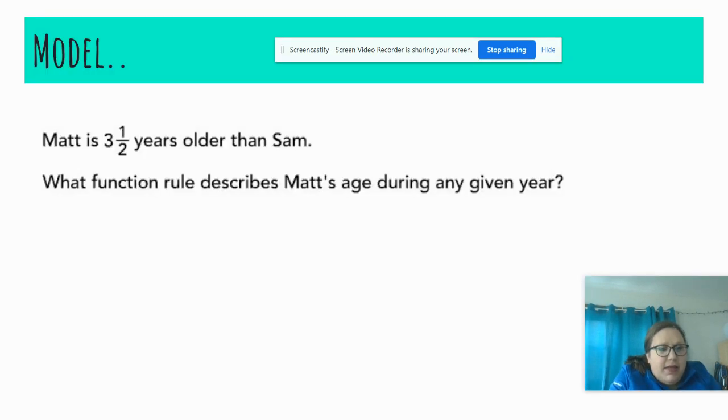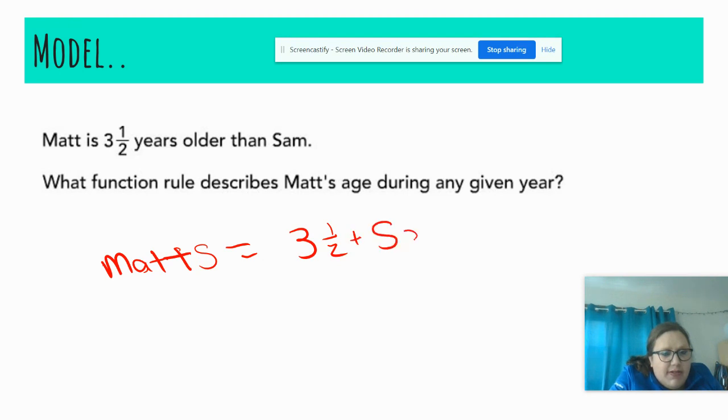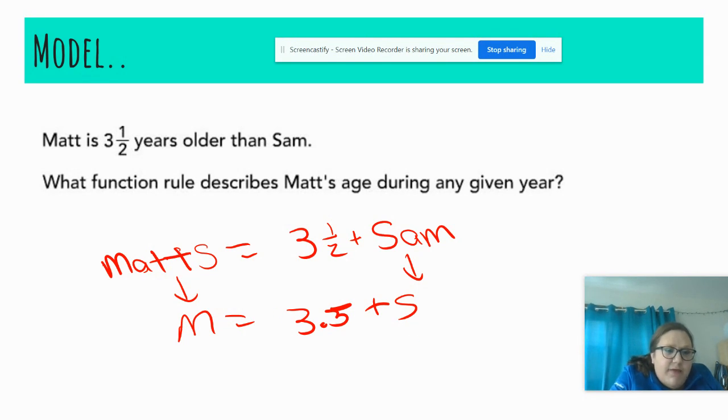All right, last thing. Matt is 3.5 years older than Sam. What function rule describes Matt's age any given year? So we know that Matt's age is 3.5 plus Sam's age, because he's older, so we're adding to Sam's age. Let's put an M for Matt and an S for Sam. So this would be M is 3.5 plus S. So if Sam is 10, Matt's 13.5. If Sam is 11, Matt is 14.5, and so on.